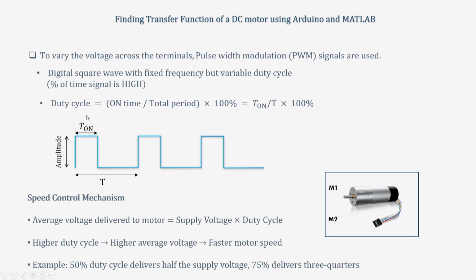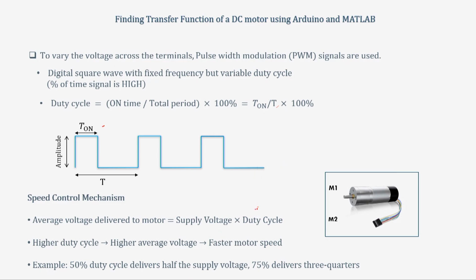Now, the average voltage that goes into the motor is given by the supply voltage times the duty cycle. So, if you give a duty cycle of say 50%, that means T on is half of the time period. So, T on is equal to T by 2, say. In that case, the duty cycle will come out to be 50%. If you put the quantities here, T by 2 divided by T is half, times 100 will give you 50%.